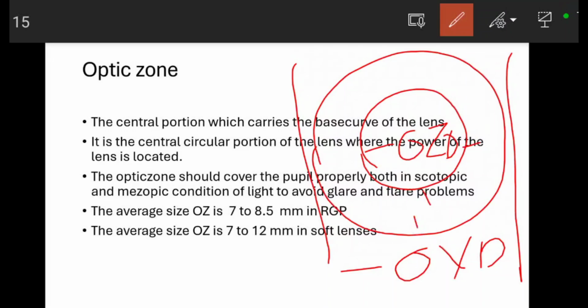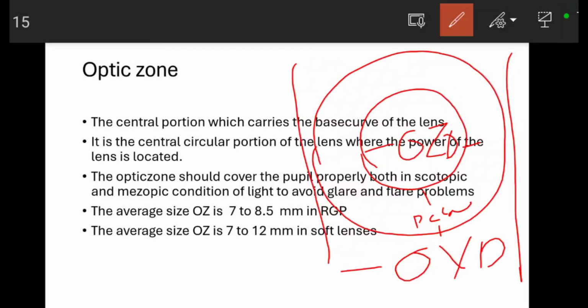This is the peripheral curve width, PCW. The optic zone is the central circular portion where the power of the lens is located. The optic zone should cover the pupil properly, both in scotopic and mesopic vision, in order to avoid glare and flare problems.